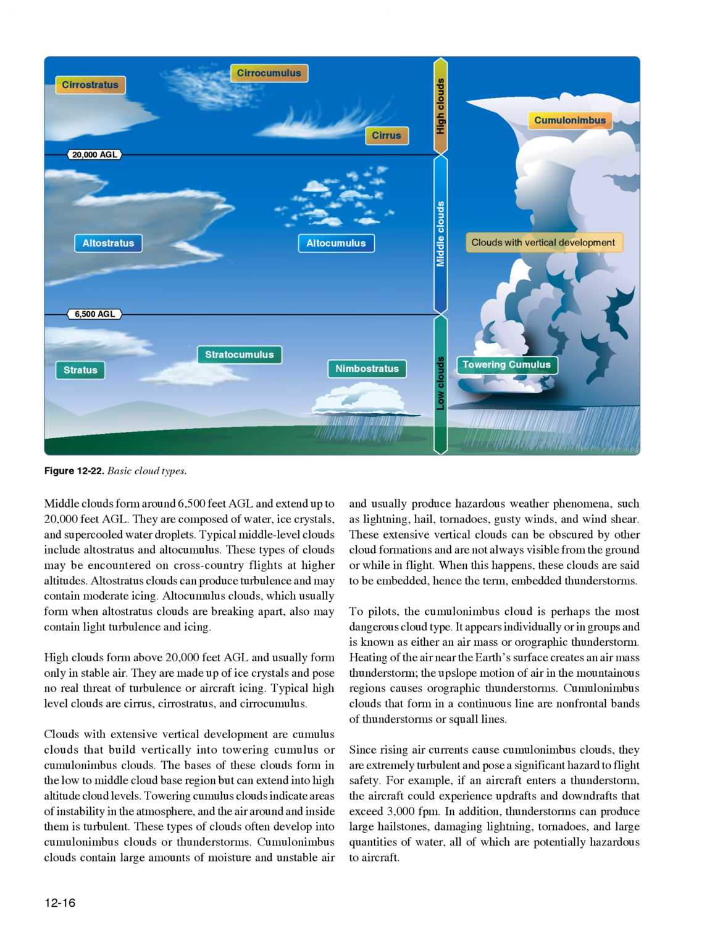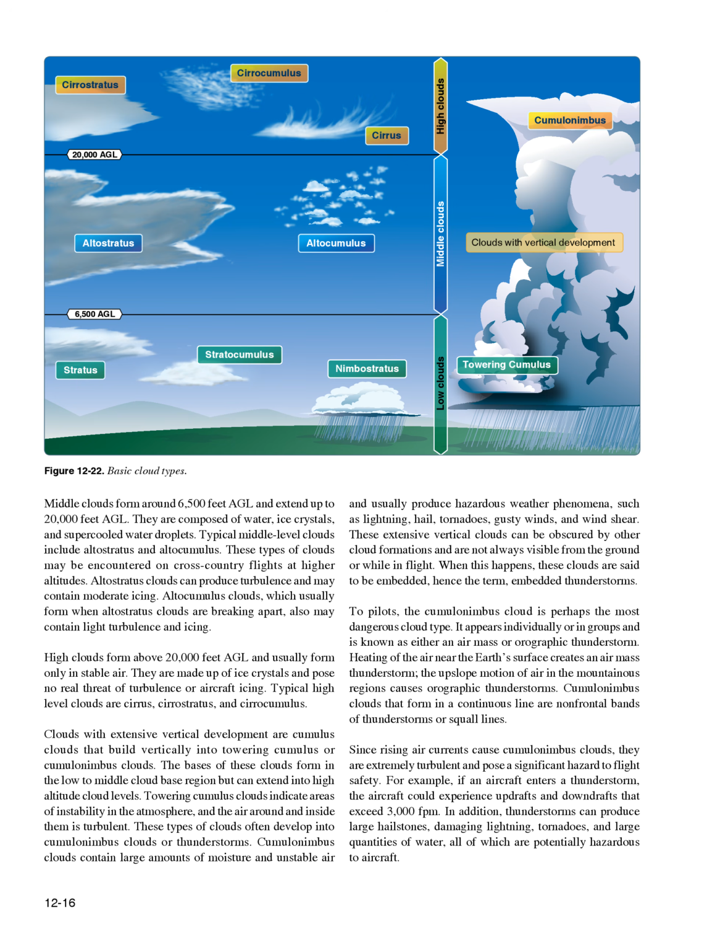To pilots, the cumulonimbus cloud is perhaps the most dangerous cloud type. It appears individually or in groups and is known as either an air mass or orographic thunderstorm. Heating of the air near the Earth's surface creates an air mass thunderstorm. The upslope motion of air in the mountainous regions causes orographic thunderstorms. Cumulonimbus clouds that form in a continuous line are non-frontal bands of thunderstorms or squall lines.